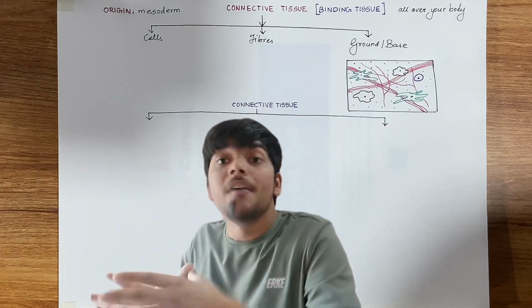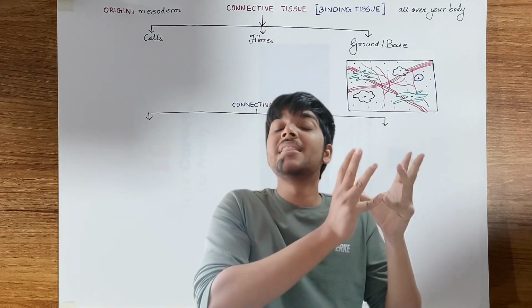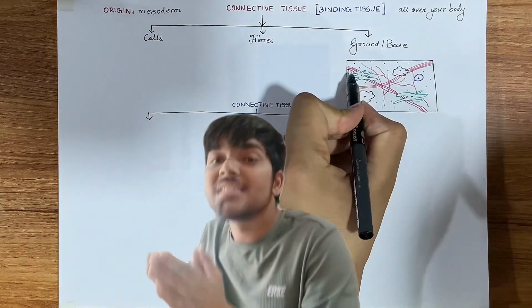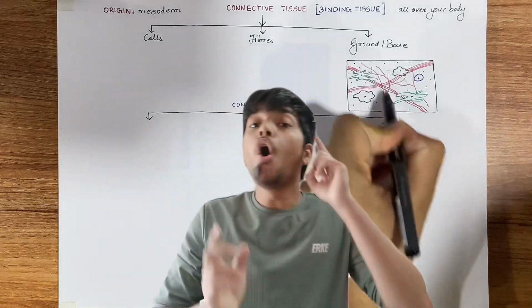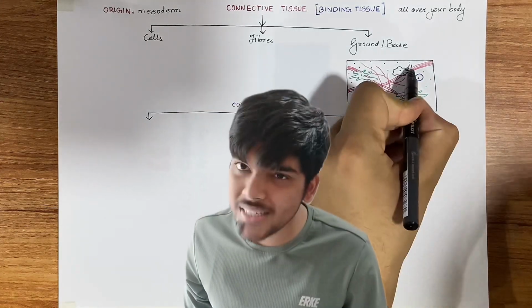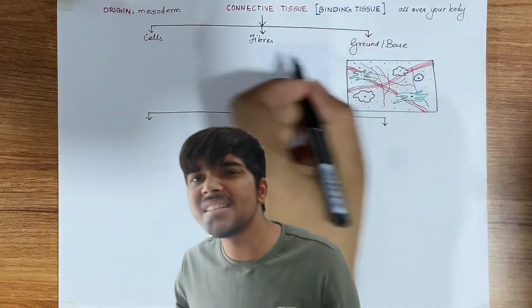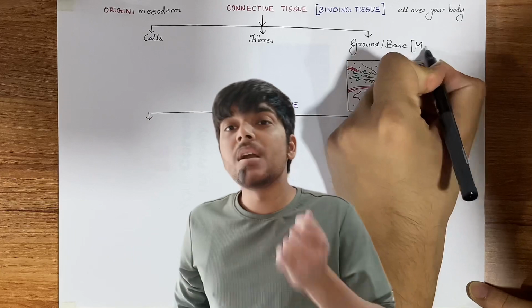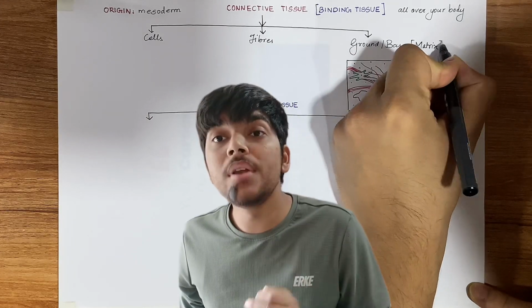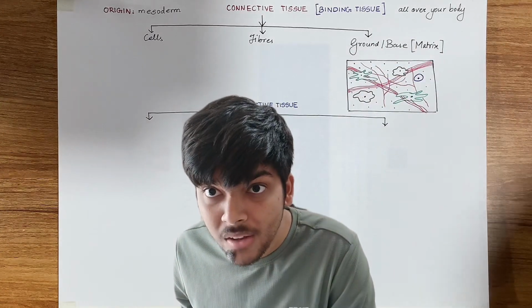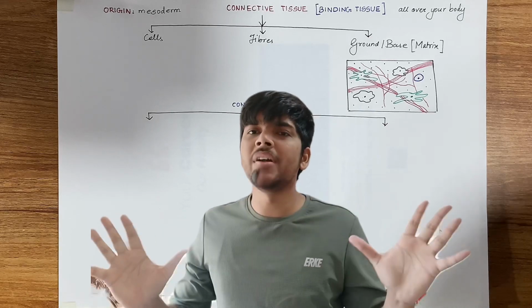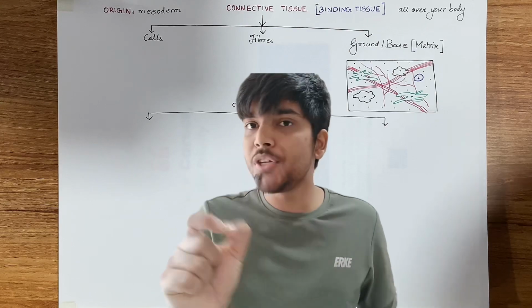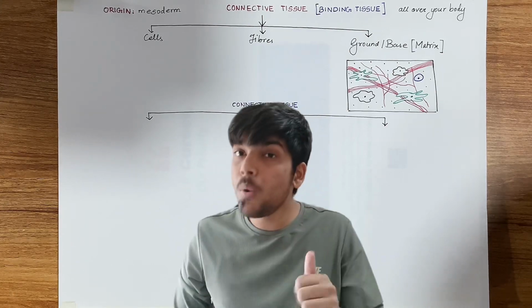Fibers are secreted by fiber secreting cells, and the type of fibers secreted by these fiber secreting cells are either collagen fibers or white fibers or yellow fibers or elastin fibers. And these cells and fibers, they are present on a ground or a base, which is made up of polysaccharide, which is known as matrix. Now, there are various types of connective tissue, but before getting into the types, let me show you what a typical connective tissue, as per the features I have mentioned now, looks like.